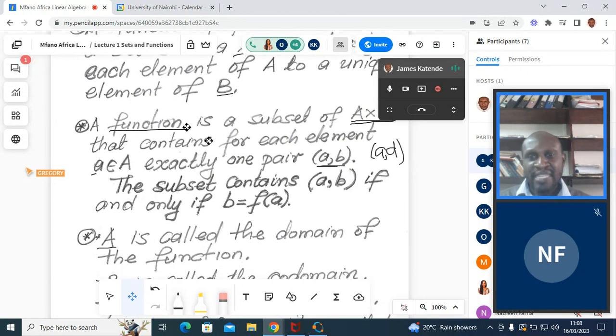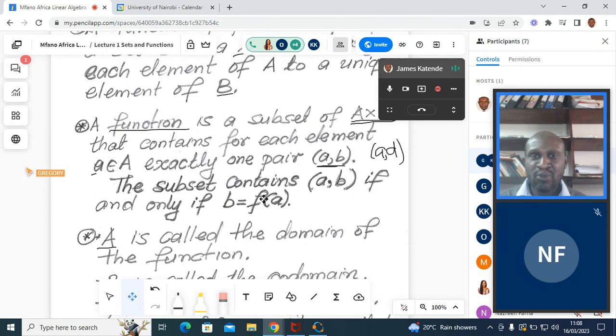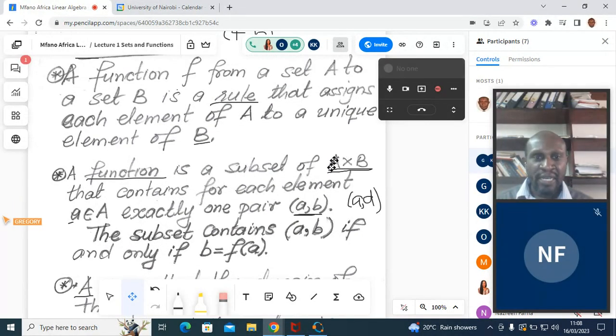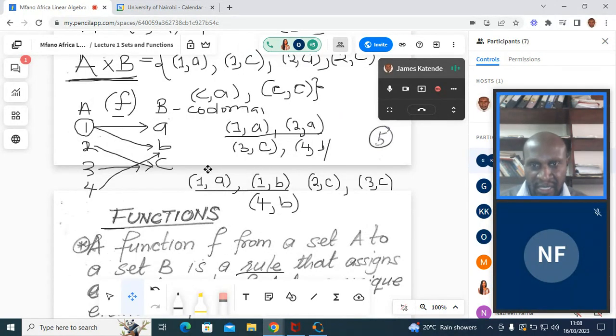So I think the illustrations I've given there should explain what it means now for the function to be thought of as a subset of A cross B. You can think of them that way because all these elements are from the Cartesian product of A and B, but they are chosen in such a way for it to be a function.